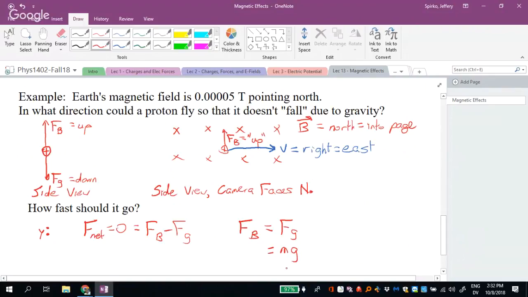And on the other side, how strong is the magnetic force? That's the first equation I wrote, QVB. And we'll leave out the sine theta because the velocity and the magnetic field are perpendicular to each other. So theta is 90 degrees, sine theta is 1. We'll just leave it out. And now we can solve for anything we want.